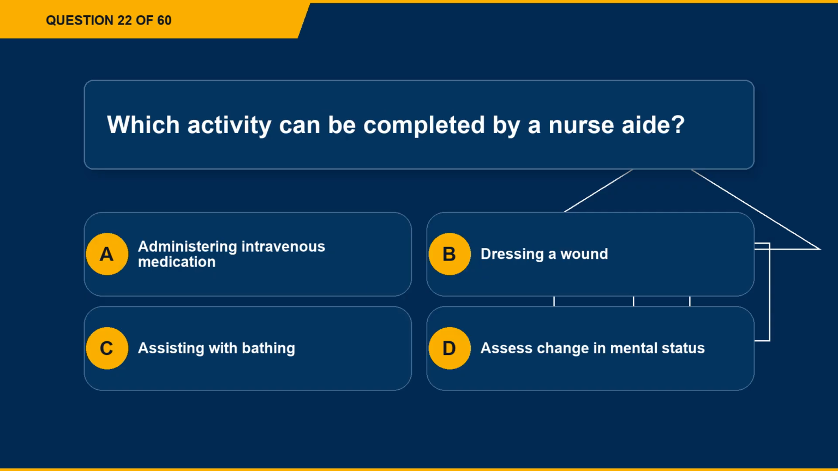Question 22. Which activity can be completed by a nurse aide? Option A, administering intravenous medication. Option B, dressing a wound. Option C, assisting with bathing. Option D, assess change in mental status.